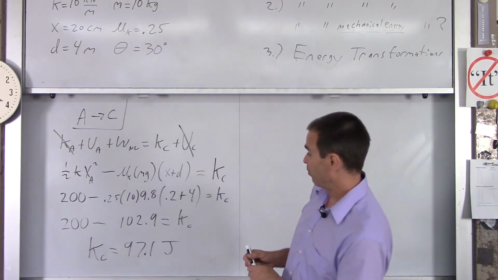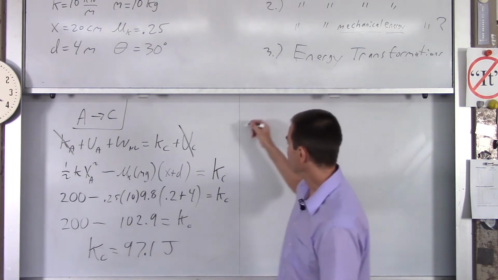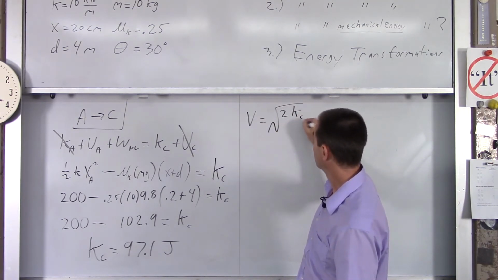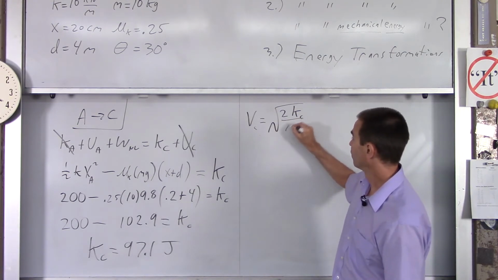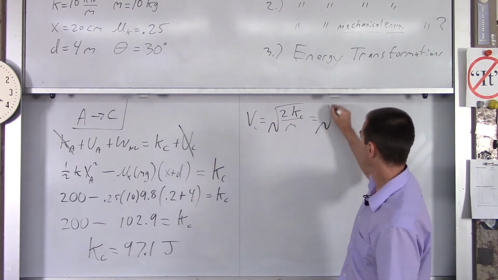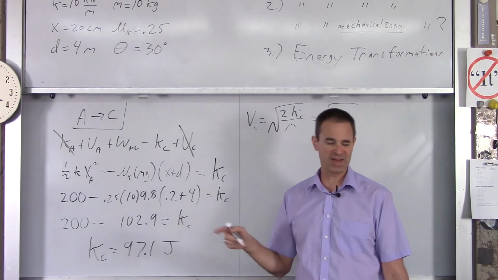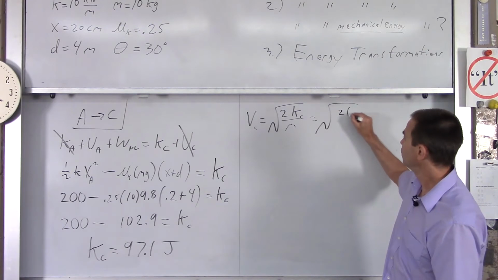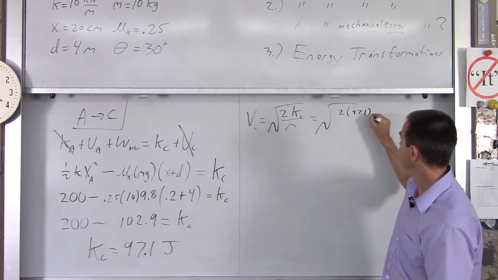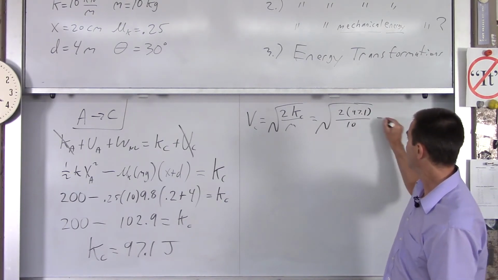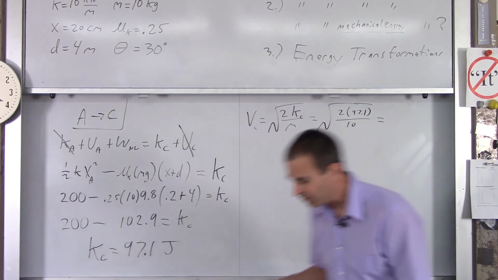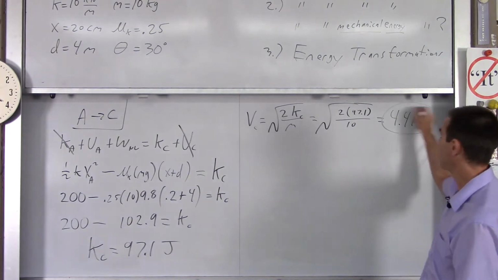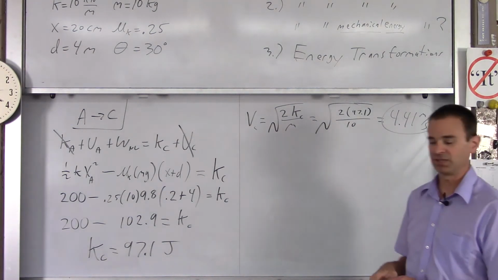Now for velocity at point C, that's easy enough. Velocity equals the square root of 2 times the kinetic energy at point C over m. And again, if you solve, kinetic energy is 1/2 mv squared. If you get v by itself, you get that expression. You take 2 times the kinetic energy, 97.1, over m, which is 10. And when I plug all those numbers into my calculator, I got 4.41 meters per second. So the backpack has slowed down quite a bit since leaving the spring.